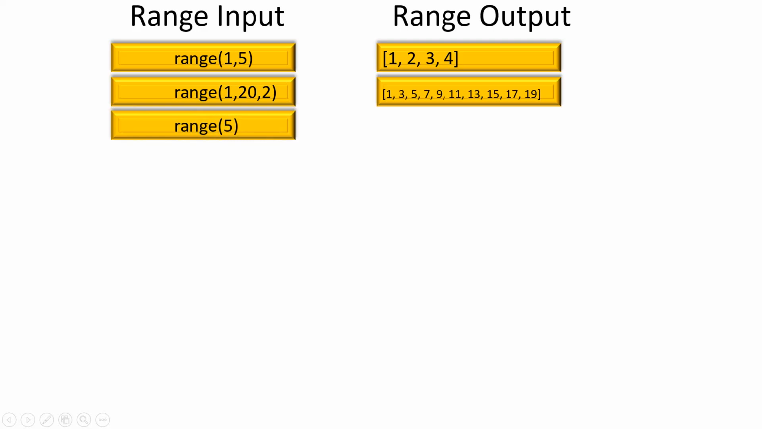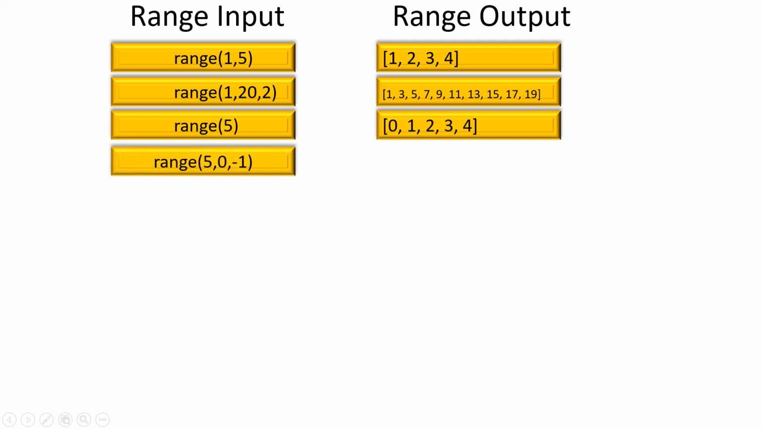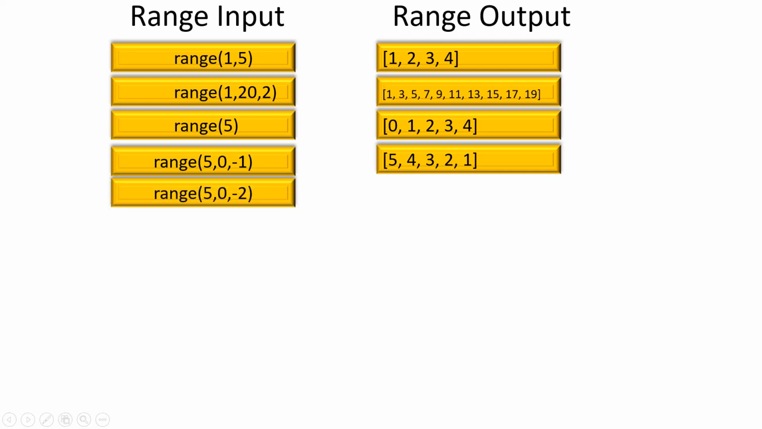Next, range of 5. If I give only one number, the list is generated from 0 to the number minus 1. So this is a list which contains the elements 0, 1, 2, 3 and 4. Next, range of 5, 0, minus 1: the beginning is 5, the end is 0 and the difference is minus 1. It generates 5, 4, 3, 2, 1. The previous number of 0 is 1, so it stops here.